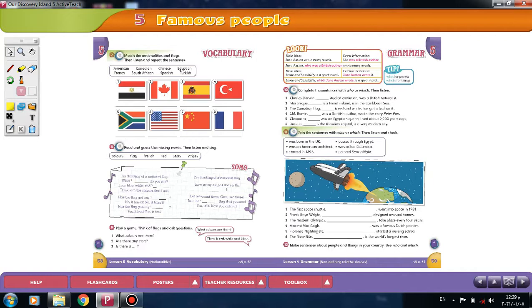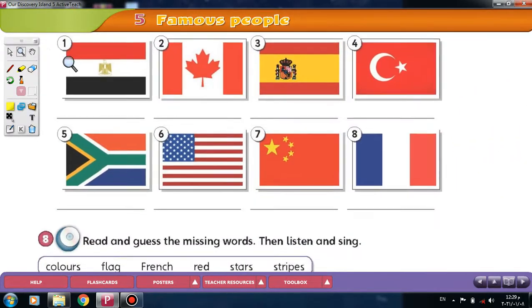People who live in America are American. People who live in South Africa are South Africans. People who live in France are French. People who live in China are Chinese. People who live in Turkey are Turkish, and so on. Okay, now we'll try to guess or listen and write the correct nationality to the correct flag. Okay, let's listen together and get it closer.